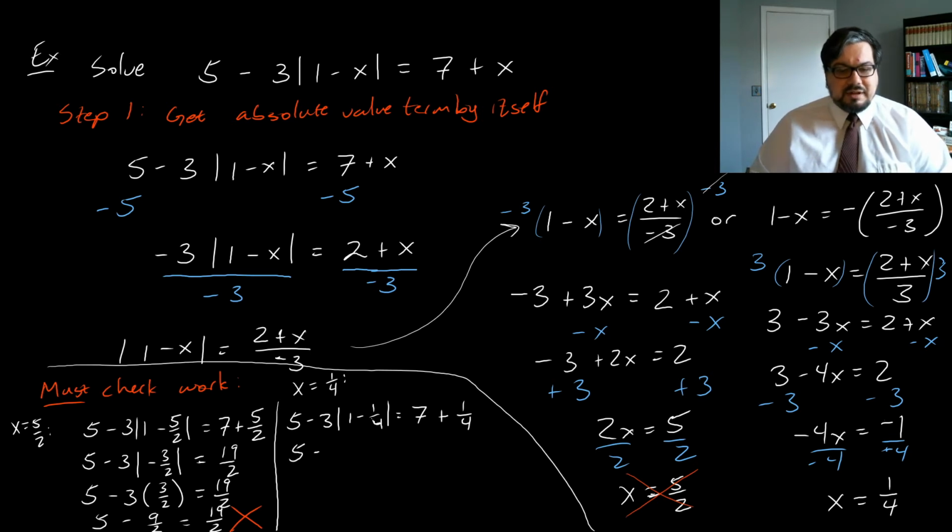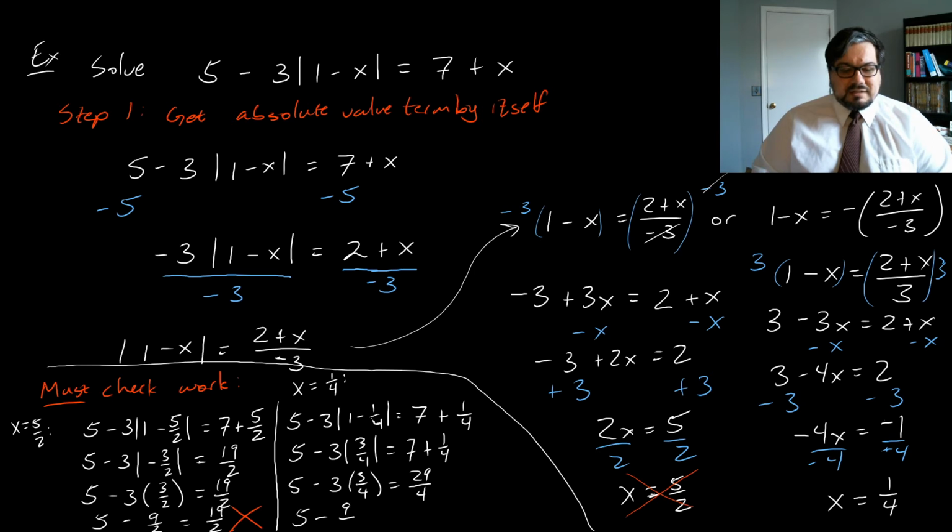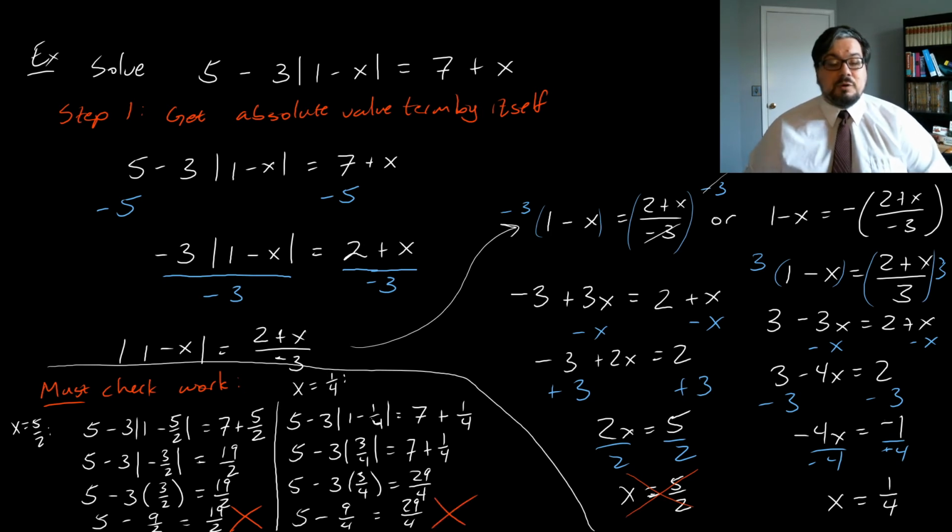And from here we get 5 minus 3 times the absolute value of 3/4 equals 7 plus 1/4. 5 minus 3 times 3/4 equals, now 7 plus 1/4 will be 29 over 4. Then we get 5 minus 9 over 4 equals 29 over 4. And this is also false. If you work out the left-hand side, the left-hand side is 11 over 4. And 11 over 4 is not 29 over 4.